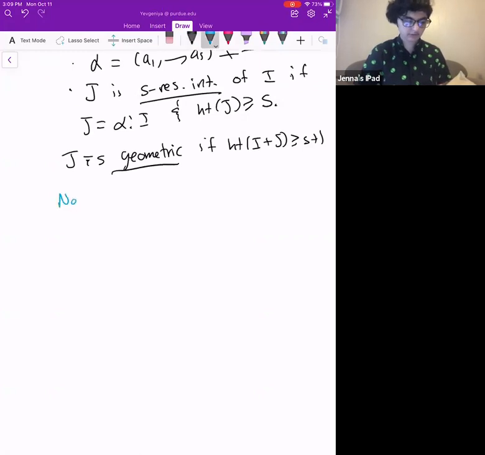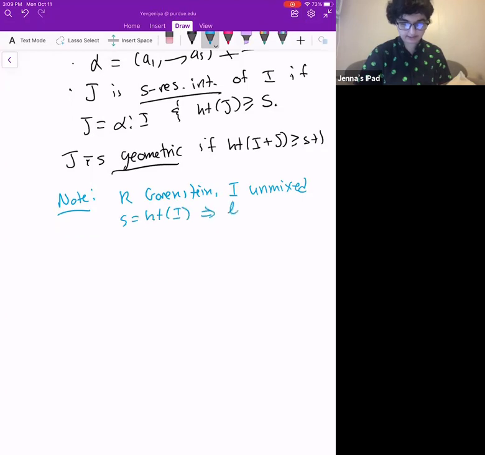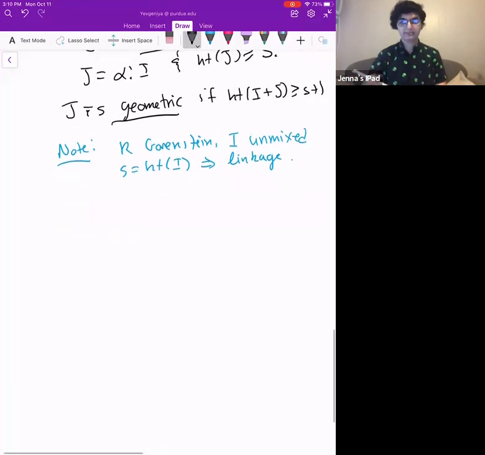Now it's useful to note that if R is Gorenstein, I is unmixed, S is equal to the height of I, then we get back linkage. So residual intersection truly is a generalization of linkage. Now you might be wondering, well, I have these definitions, but I don't really have a feel for what they mean. So let's just give an example of a residual intersection.